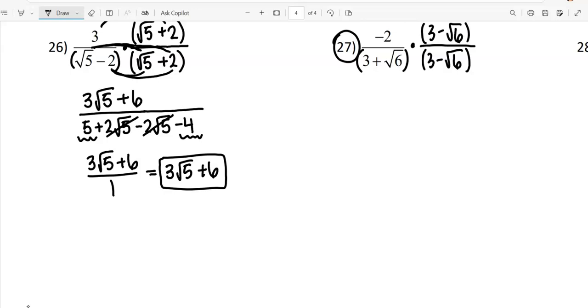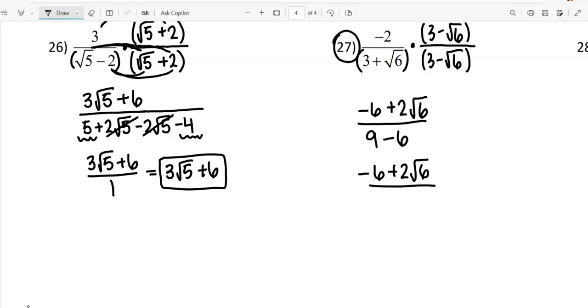When you multiply the numerator, negative 2 times 3 is negative 6. Negative 2 times negative square root of 6 is positive 2 square root of 6. The bottom will just be first and last, so 3 times 3 is 9. And then the square root of 6 times the negative square root of 6 is going to be negative 6. 9 minus 6 gives you 3, so negative 6 plus 2 square root of 6 over 3.